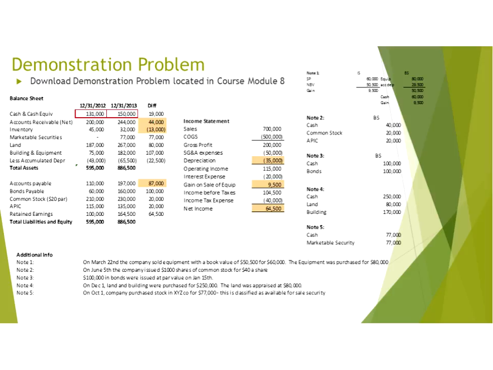So let's go through the notes. I've made income statement and balance sheet adjustments up on the top of the PowerPoint for you to see. So if we look at note 1, we have on March 22nd the company sold equipment with a book value of $50,500 for $60,000. The equipment was purchased for $80,000.